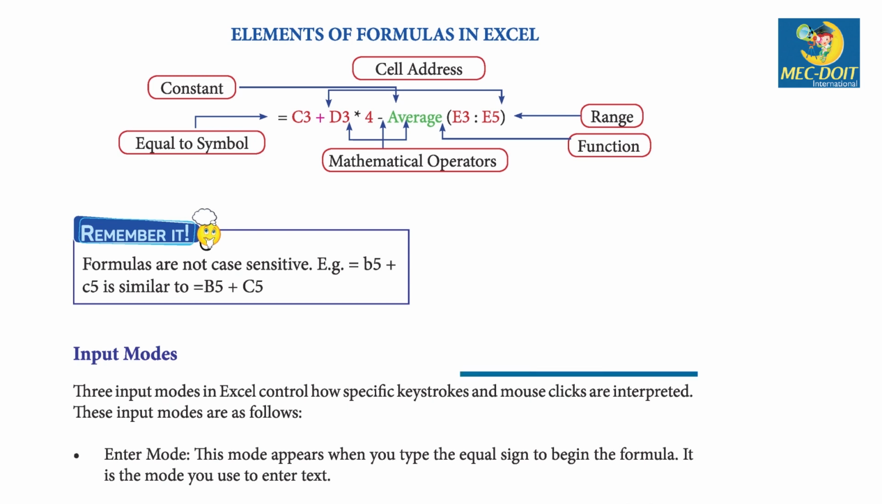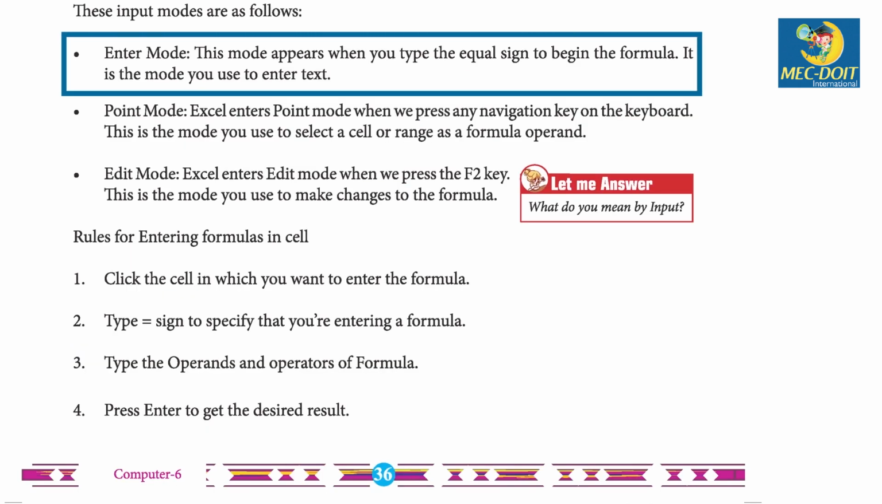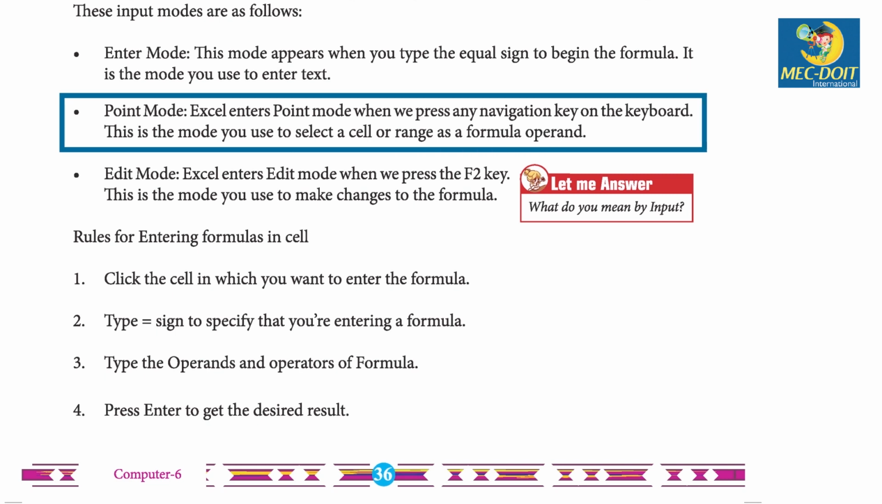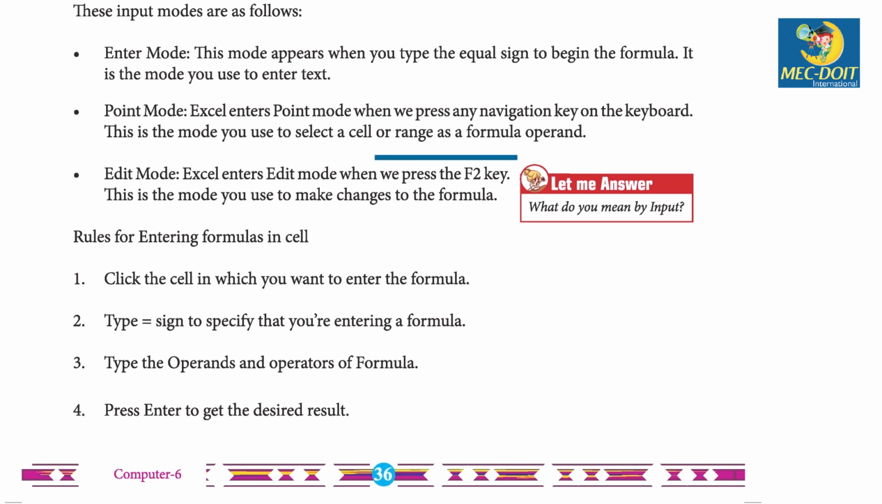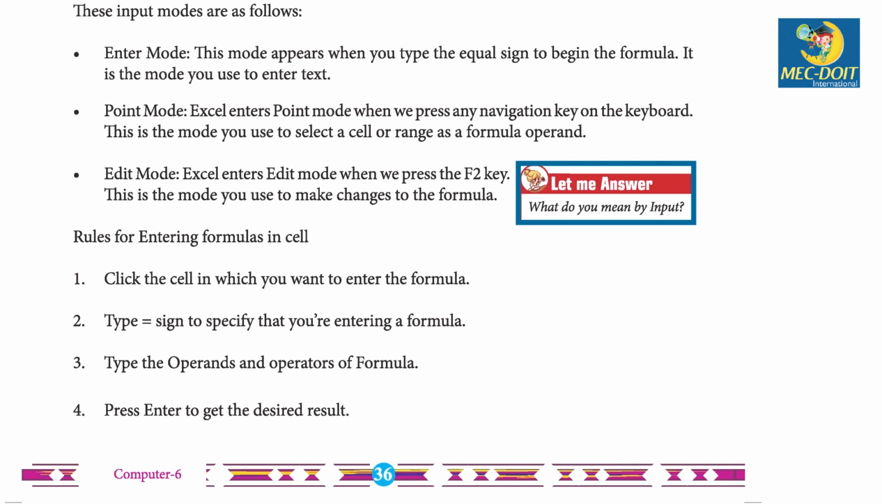Input modes. Three input modes in Excel control how specific keystrokes and mouse clicks are interpreted. These input modes are as follows. Enter mode: this mode appears when you type the equal sign to begin the formula. It is the mode you use to enter the text. Point mode: Excel enters point mode when we press any navigation key on the keyboard. This is the mode you use to select a cell or a range as a formula operand. Edit mode: Excel enters edit mode when we press the F2 key. This is the mode you use to make changes to the formula. Let me answer. What do you mean by input?